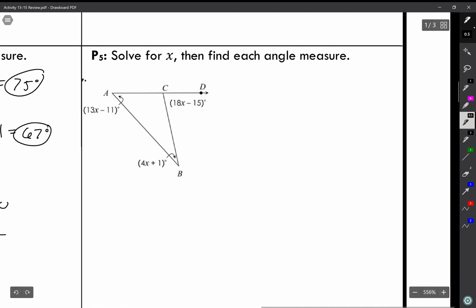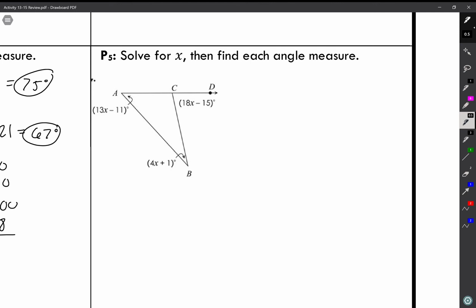Okay. Number 5, solve for x, then find each angle measure. So I notice that I have an exterior angle right here, which is represented by 18x minus 15. And then I have two other angles, angle A and angle B, that aren't touching my exterior angle. They are what we call, remember, the remote interior angles, okay? So we do have a theorem that would make this problem a lot easier to solve. You could do something else, but this is the easiest way to do this, okay?